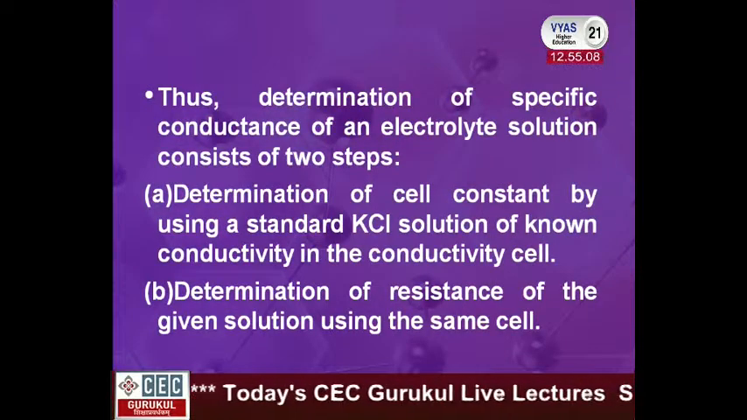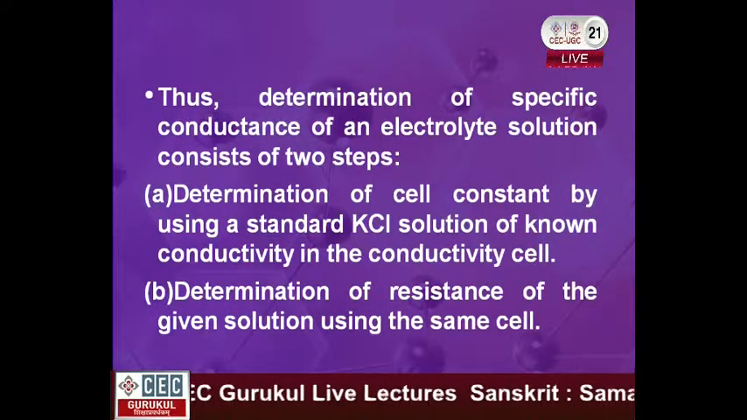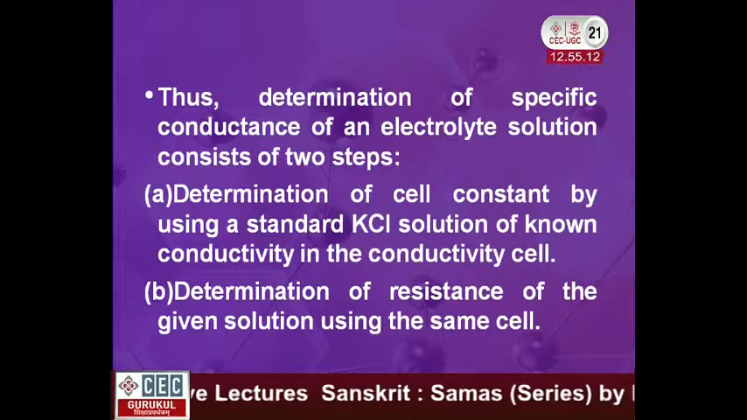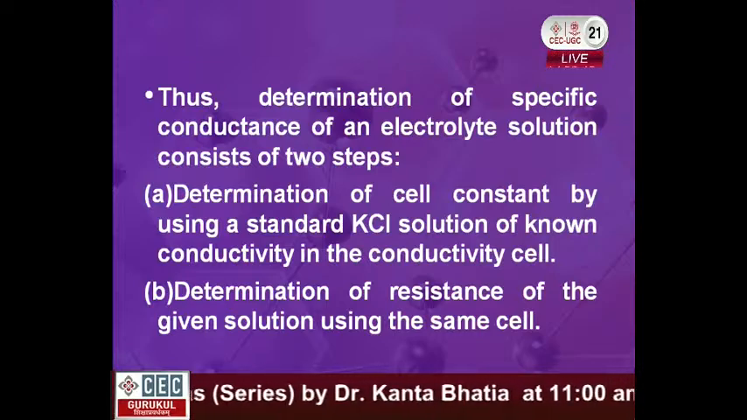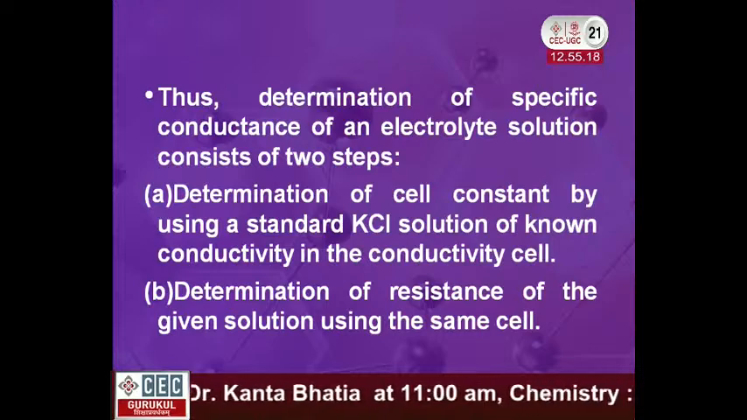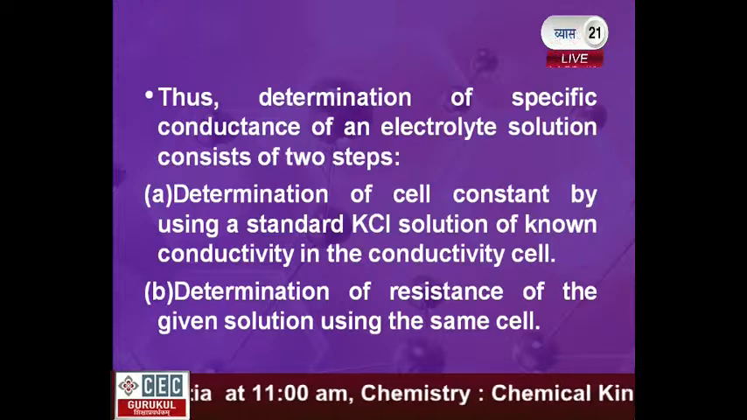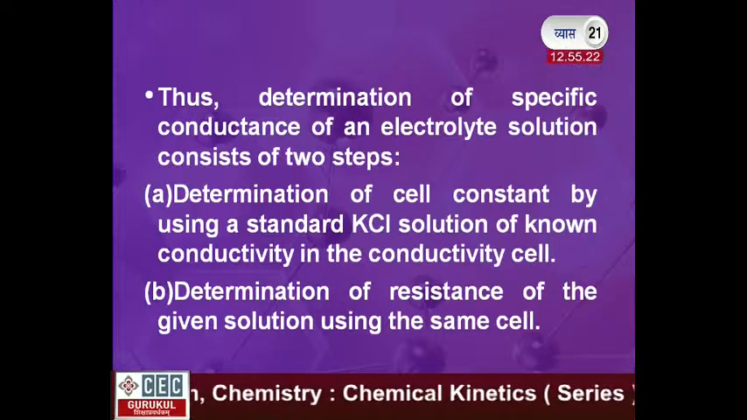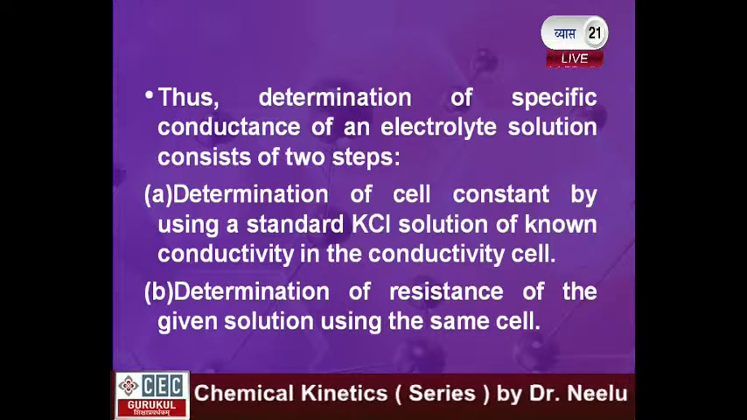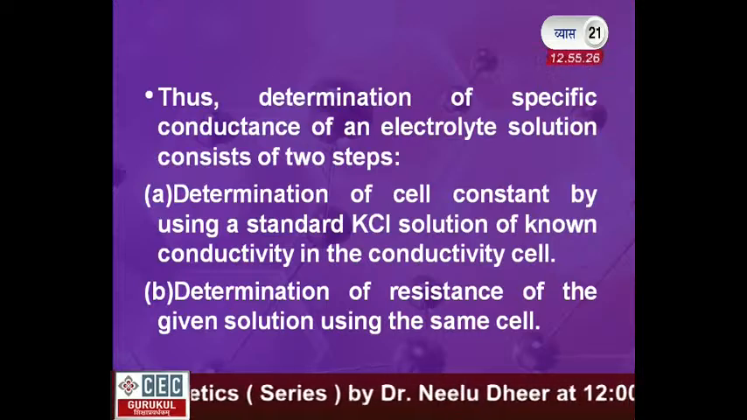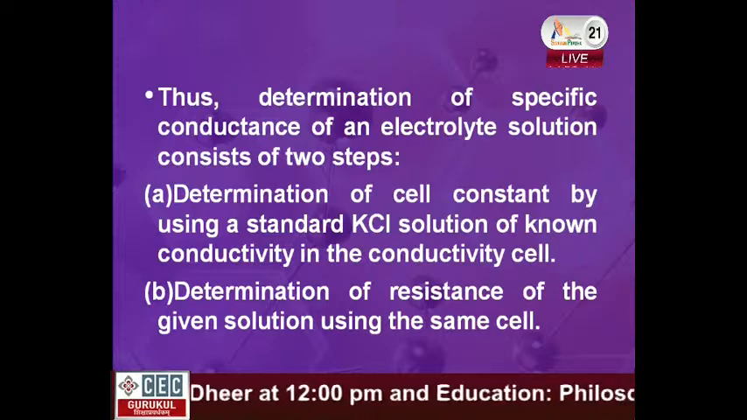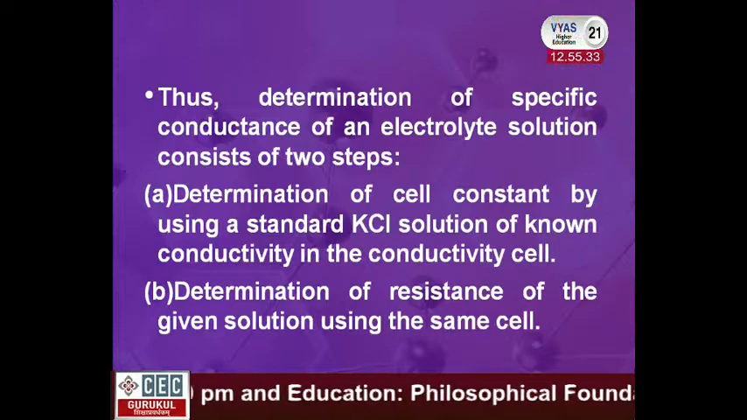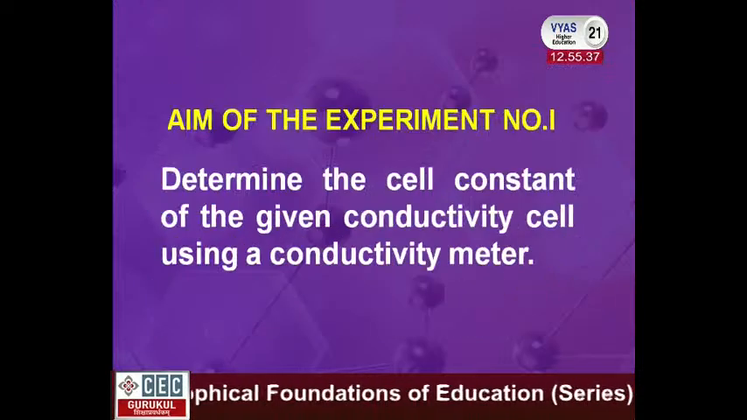Thus, determination of specific conductance of an electrolytic solution consists of two steps. Step 1 is the determination of the cell constant by using a standard KCl solution of known conductivity in the conductivity cell. Second, determination of the resistance of the given solution using the same cell.